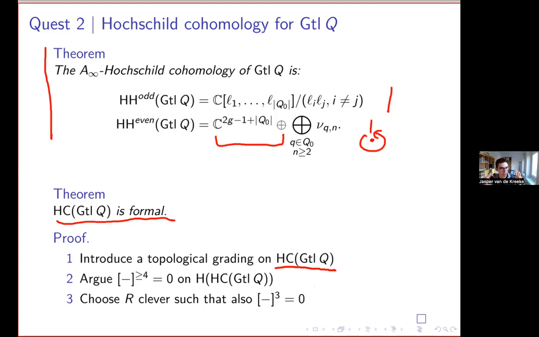And once you use this topological grading, you can already kick out a lot of higher brackets on the cohomology. You can see very easily that all brackets of at least 4 items vanish. And if you choose R clever enough, you can also show that the 3 brackets vanish. And this way you get that the Hochschild DGLA of gentle algebras is formal.